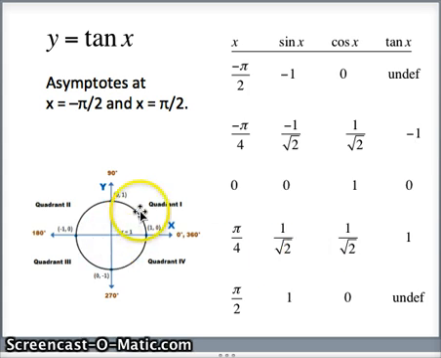Pi over 4 up here, 45 degrees in the first quadrant. Sine and cosine are exactly the same. They're both positive in quadrant 1. 1 over root 2, 1 over root 2. A number divided by itself gives us positive 1. So once I have those numbers, I have enough to plot those 3 points between those asymptotes and get our graph.